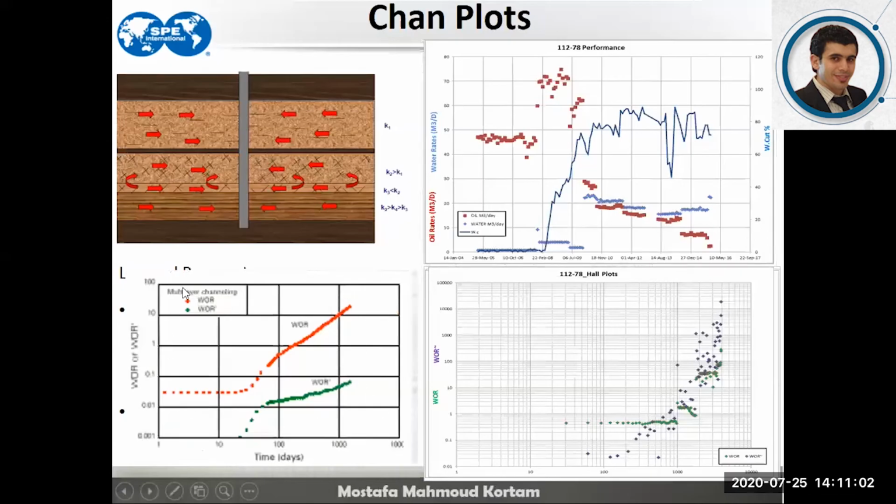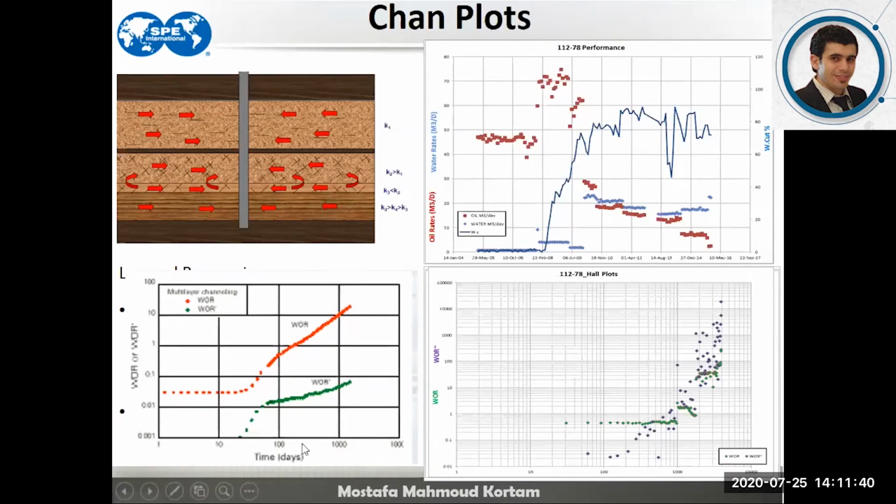According to Chan plots, it's a very famous technique that would shed light on the performance of the water injection and show the mechanism of the flood. Is it coning? Is there some channeling? Is there some anomaly or unjustified observation that has impacted your reservoir or not?